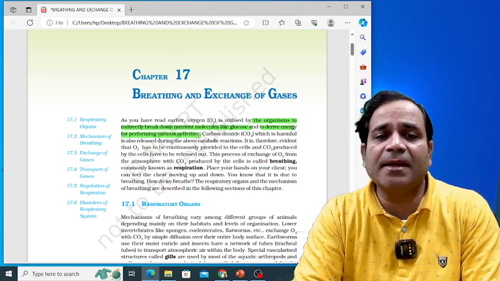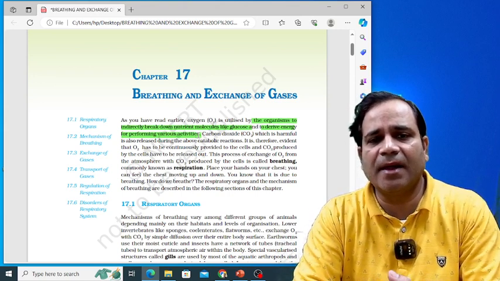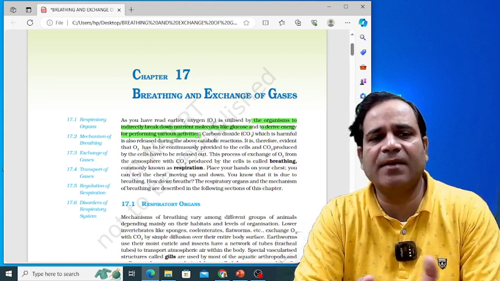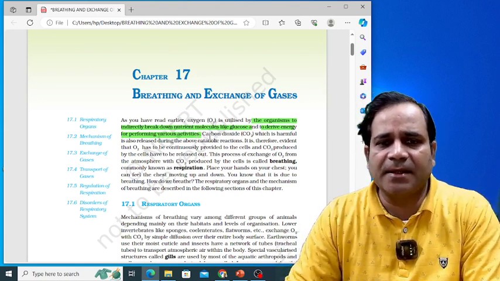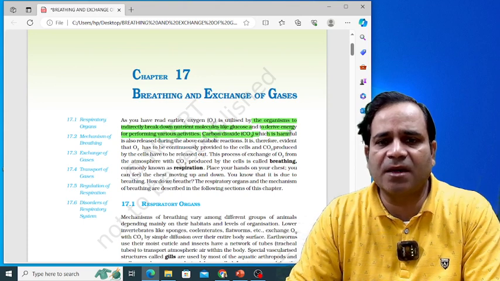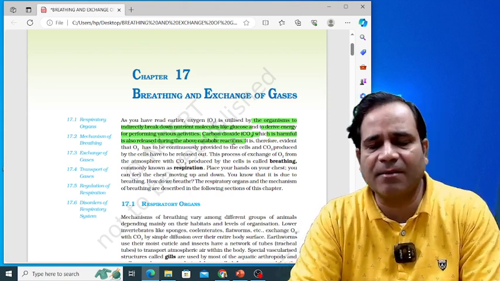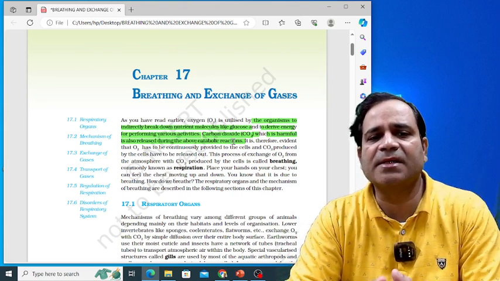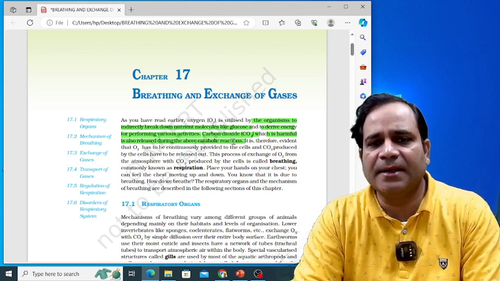So why do we need breathing and exchange of gases? It is very important, my dear. Because we take food like glucose and derive energy by performing various activities, there is a need for exchange of gases. The carbon dioxide, CO2 gas, which is very harmful, is also released during the above catabolic reaction. Respiration is a catabolic process. Whatever the catabolic process, it also releases harmful gases, that is CO2.